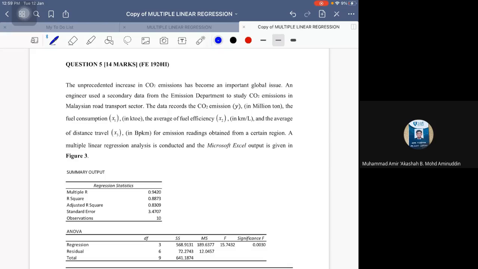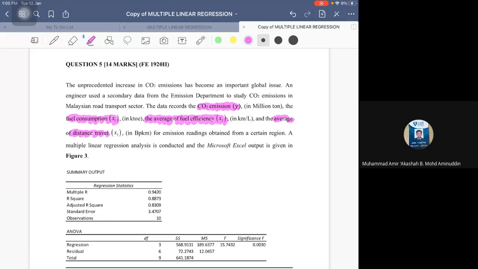So the data records the CO2 emission. This is going to be our y variable, our dependent variable. The fuel consumption is going to be our first independent variable. Our second independent variable is going to be the average fuel efficiency. And the last independent variable is going to be the average distance traveled for emission reading obtained from a certain region. A multiple linear regression analysis is conducted and the Microsoft Excel output is given in figure 2.